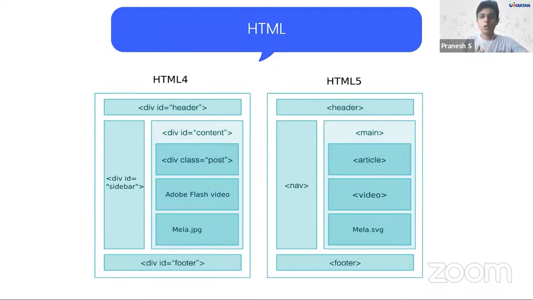We'll see that. Till HTML4, everything was grouped in a single tag, which is called the division tag. And inside the division tag, ID is nothing but an attribute, and header is nothing but a value, right? As a developer, I am saying, okay, this is the first group, this is the second group, this is another group. Which group belongs to which place, as a developer, I am indicating it to the computer.